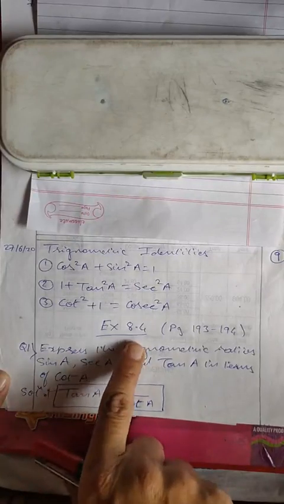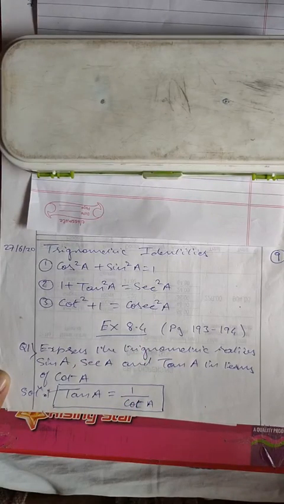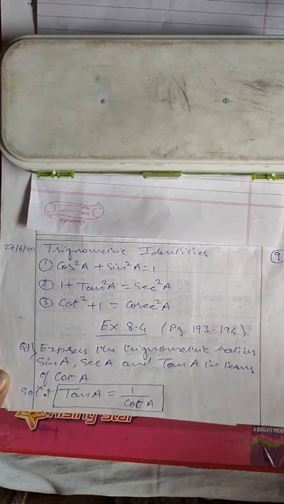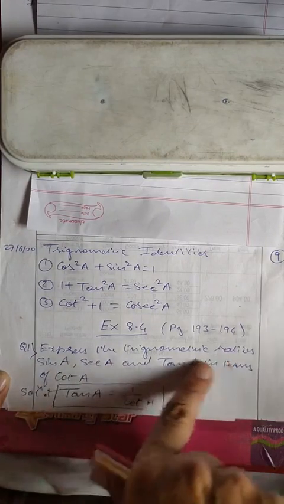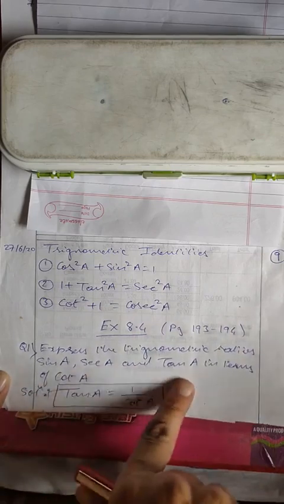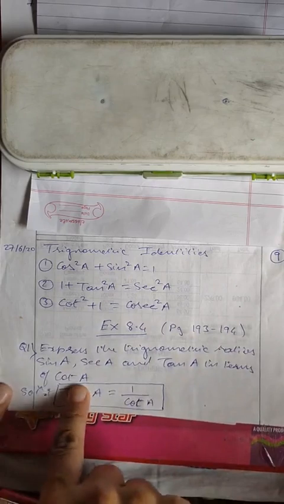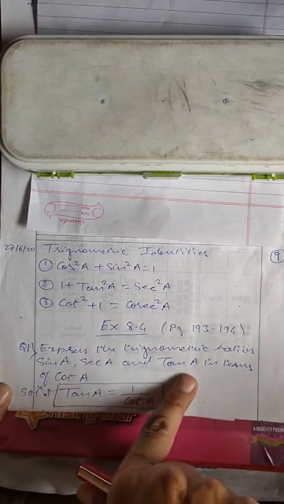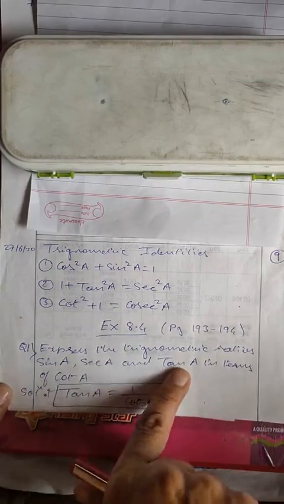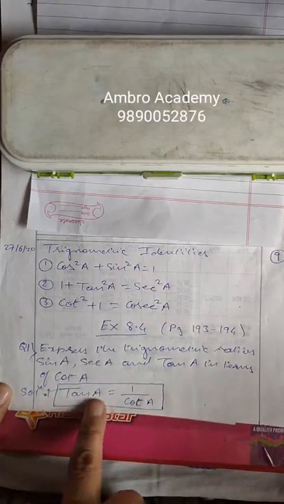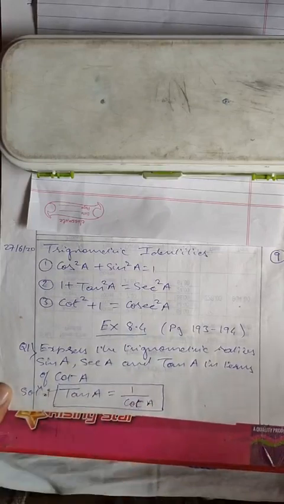This exercise 8.4 is very important as far as your board exams are concerned, because the majority of the questions will be from this exercise. So first question: express the trigonometric ratios sin a, sec a and tan a in terms of cot a. So we want to write all these in terms of cot a. First of all, we know tan a. What is tan a? 1 upon cot a. So directly we have the answer: tan a is equal to 1 upon cot a.